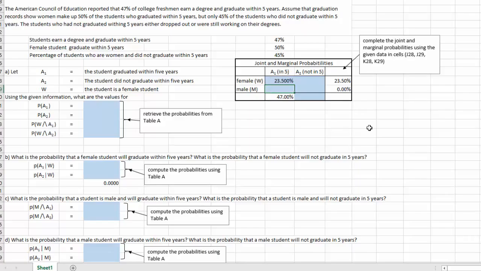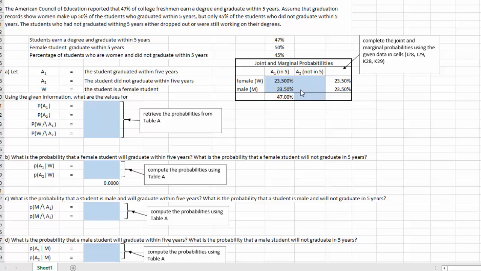So we have 23.5% graduating within 5 years are female. Now let's look at the men. So let's go ahead and say we know it's 47% and 23.5 are female. So we simply do this, equals the total percentage of 47% and subtract out the percentage that were women. And now we have 23.5% left over were men. So we have an equal distribution here: 23.5% graduating within 5 years were female, 23.5% graduating within 5 years are male.